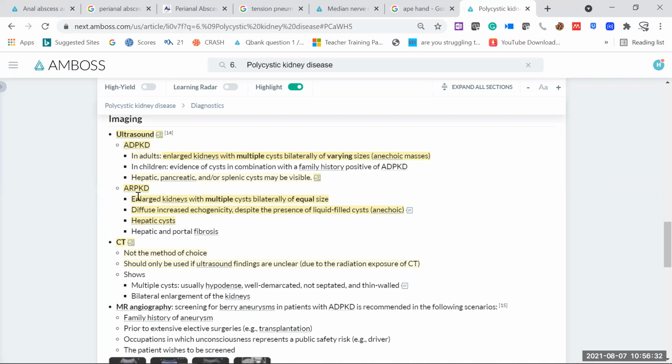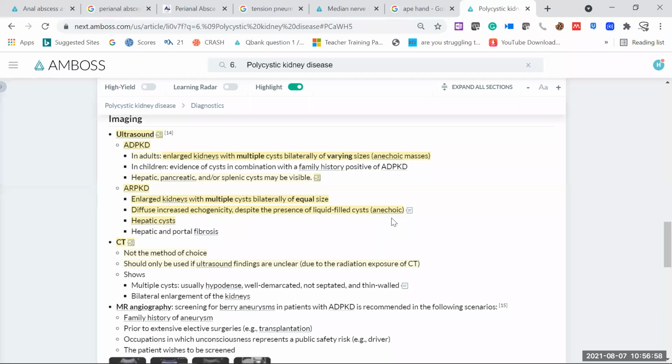autosomal recessive one, in large kidneys with multiple cysts, again, diffuse increased echogenicity despite the presence of liquid filled cysts. These are the findings of ultrasound. You will find this anechoic area. Whenever there is an anechoic area, you should always think there is something fully filled with liquid. So cysts are there and they are filled with liquid. You will find on ultrasound a complete blackish area.